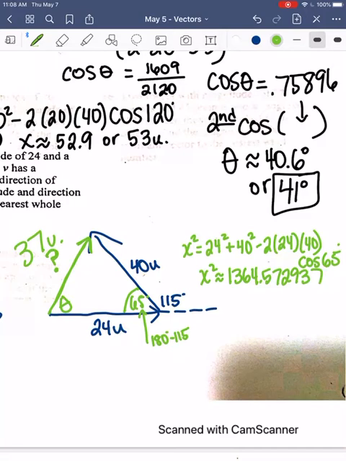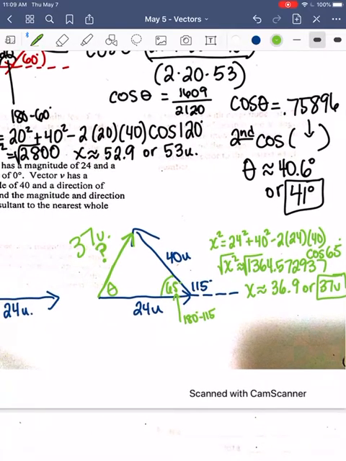Okay, but that's x squared. We want just x. So we take the square root, and x is approximately 36.9, which is about 37 degrees. Okay? Oh, I said degrees, excuse me. That's units. Now, that is our magnitude. That's the length, okay?